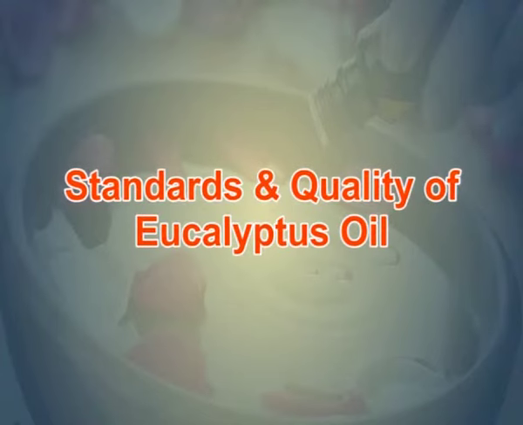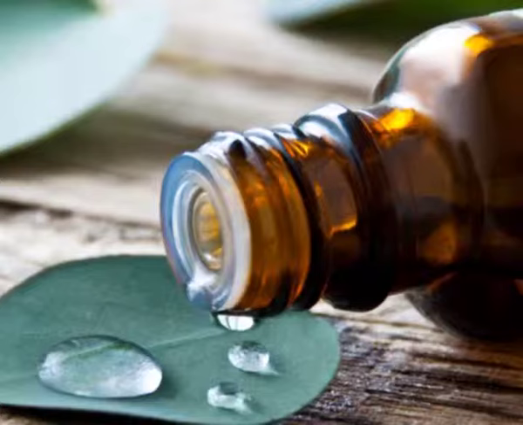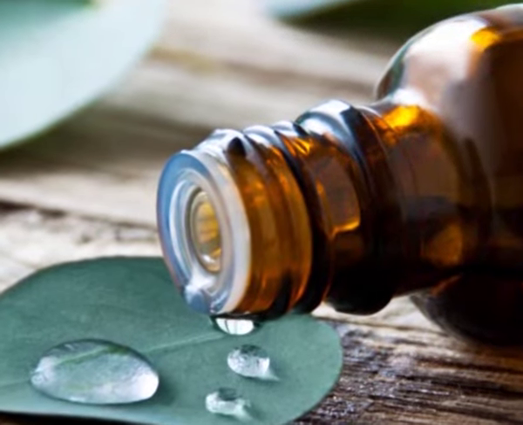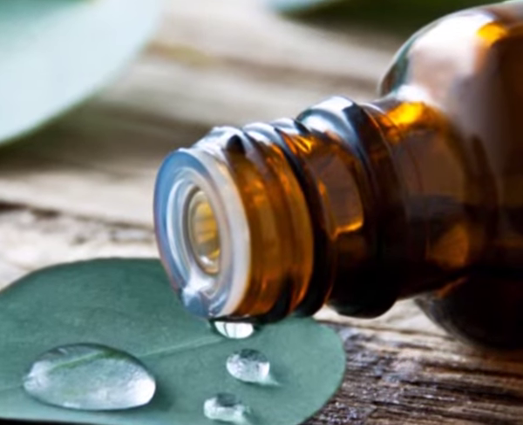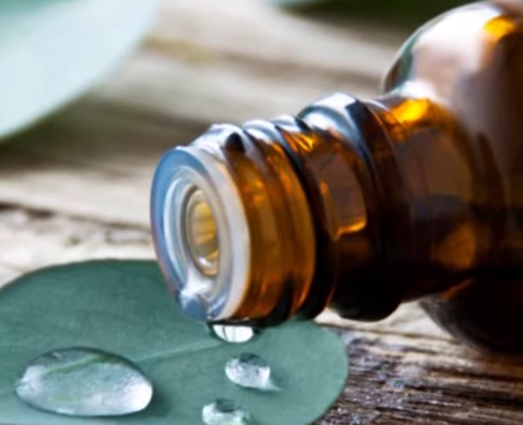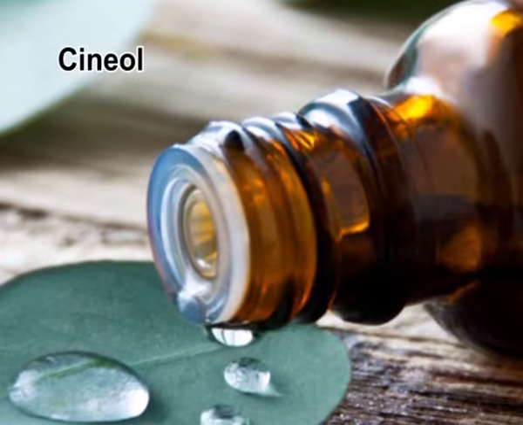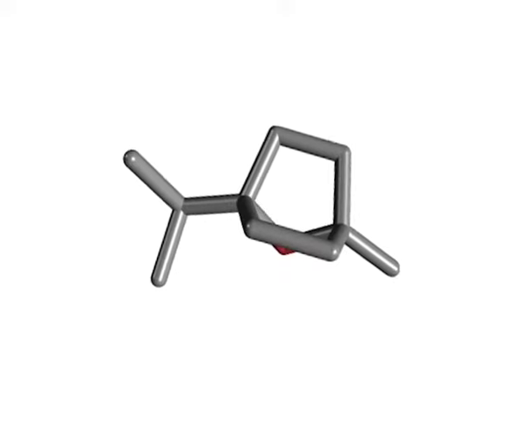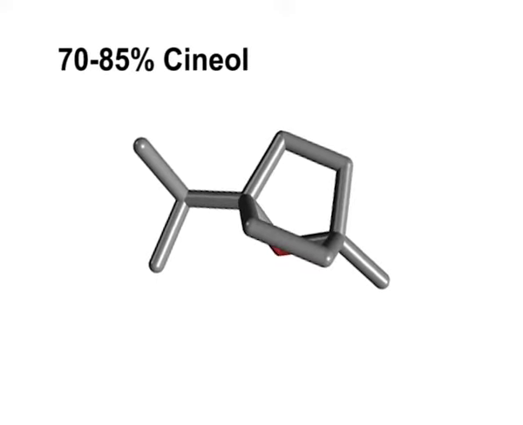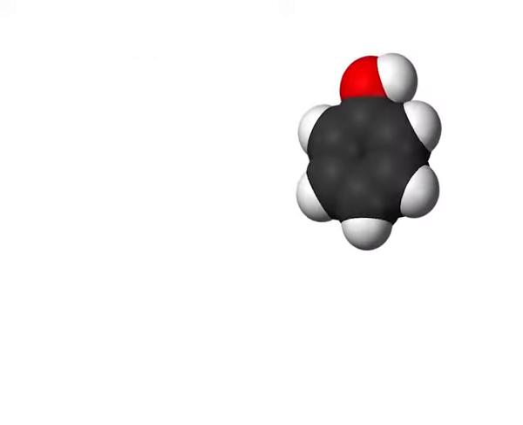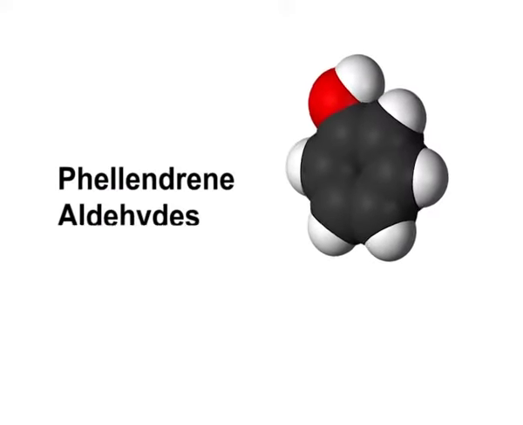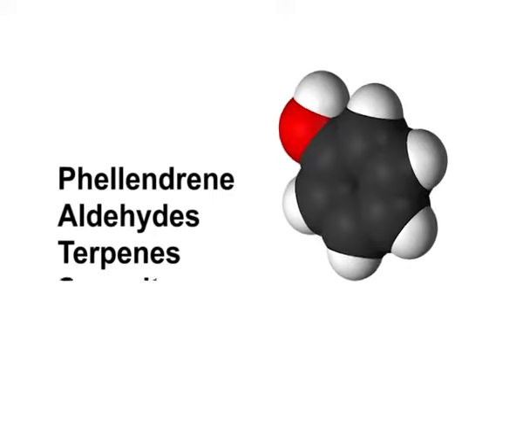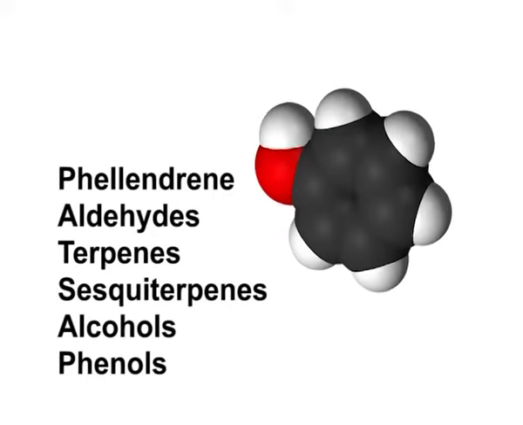Now coming to the standard and quality of the eucalyptus oil. The eucalyptus oil should contain not less than 70% of eucalyptol. The eucalyptol is also known as cineol, and along with that, a small quantity of phellandrene is also present. Now, medicinal eucalyptus oil should contain 70 to 85% of cineol and a small amount of phellandrene, aldehydes, terpenes, sesquiterpenes, alcohols and phenols.